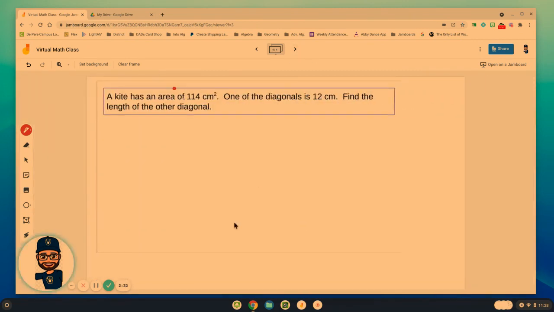Now, how do we use this information to work backwards? The kite has an area of 114. One of the diagonals is 12. Find the length of the other one. So the area of a kite is equal to 1/2 d1 times d2, and we're going to fill in what we know. The area is 114 equals 1/2 times, I'm going to say diagonal 1 is that 12, and then times whatever the other diagonal is. And then we're going to work on simplifying.